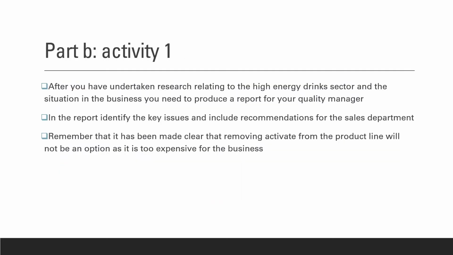Now, let's look at Part B, Activity 1. So after you've undertaken your research relating to the high energy drink sector and the situation in the business, you now need to produce a report for your quality manager. In the report, you identify key issues and you include recommendations for the sales department. Remember that it has been made clear that removing Activate from the product line is not going to be an option, as it is too expensive for the business.